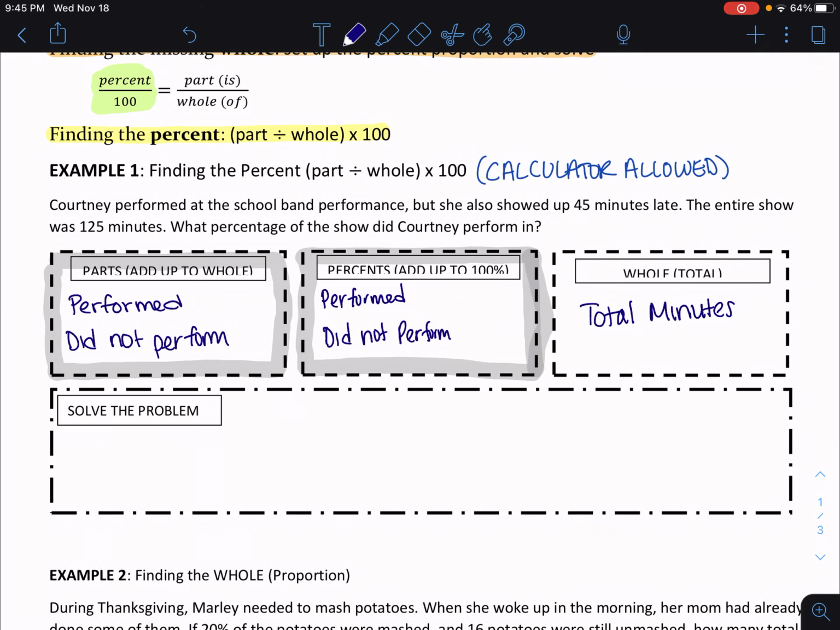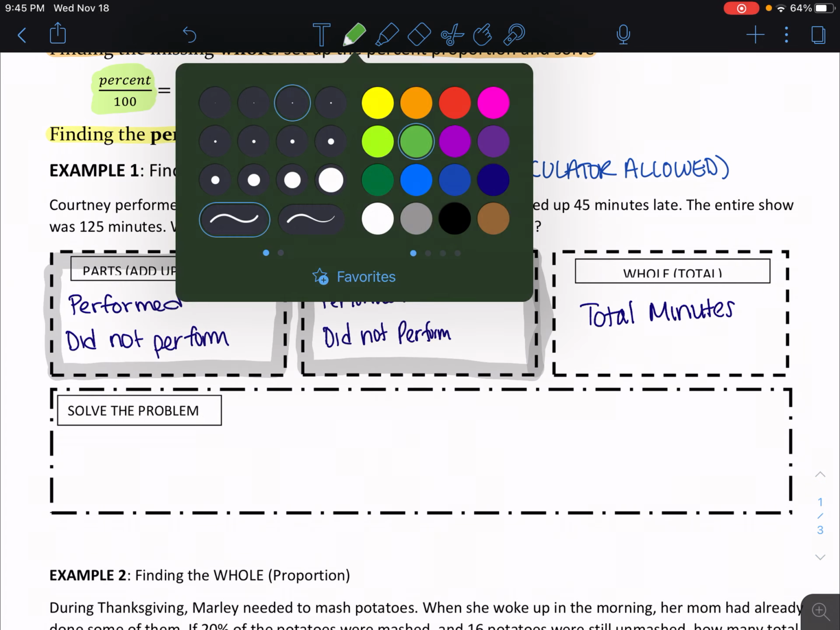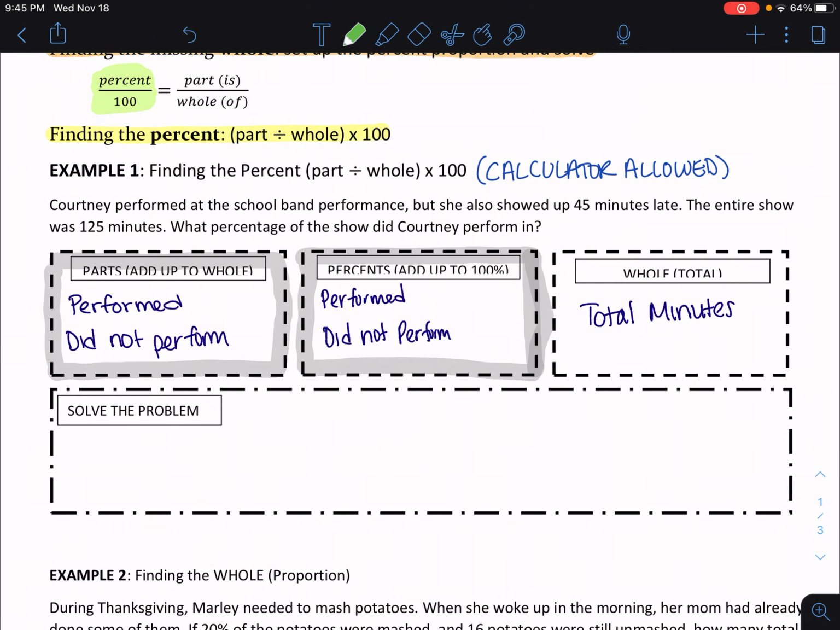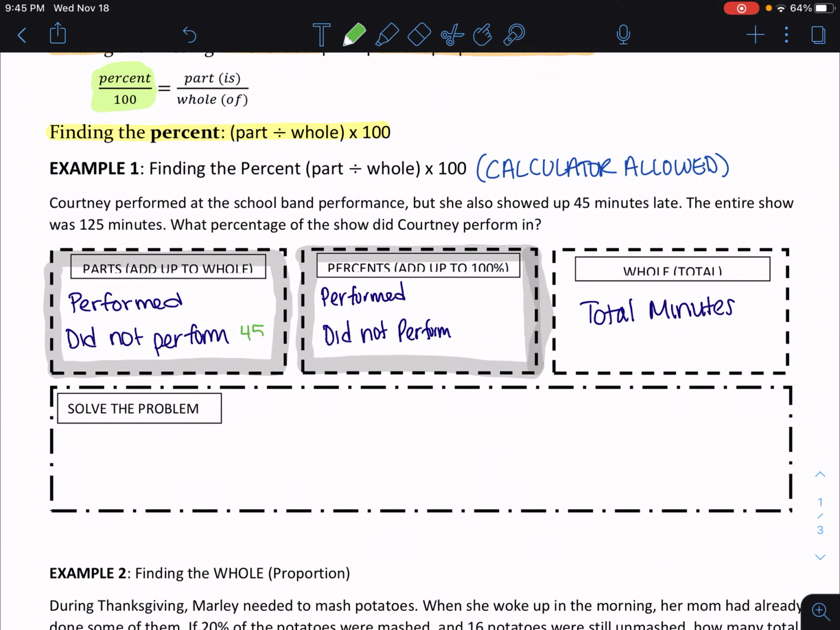So now we're going to look at placing the numbers in the correct spot. So I'm going to change my pen color here. And we're going to place the numbers in the correct spots. It says Courtney performed at the school band performance, but she showed up 45 minutes late. That means that she did not perform in 45 minutes of the concert. The entire show was 125 minutes. So the total minutes is 125.